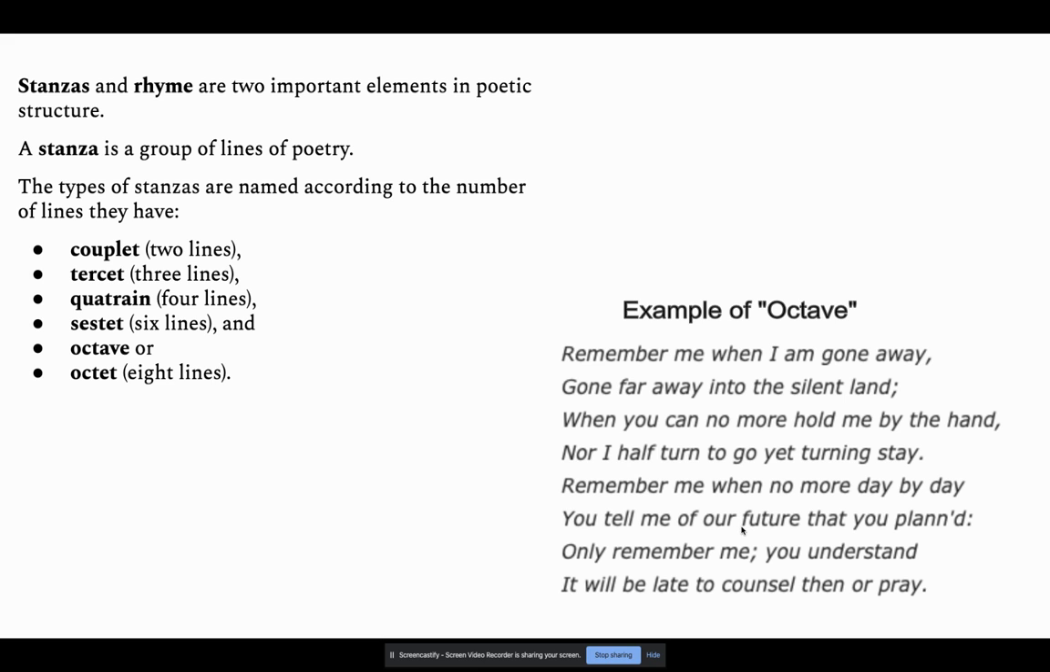So we're going to look at the stanzas in the poem from King Midas and identify the different line numbers. You can identify them again by how many lines are in that stanza.